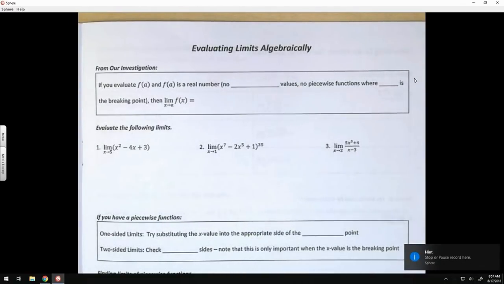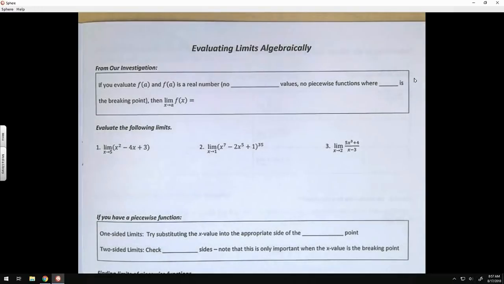Hi everybody! So in today's video we're going to take a look at how we can evaluate limits algebraically, which means instead of looking at a graph, we're going to be dealing with equations of functions, and we're going to work with the equations.